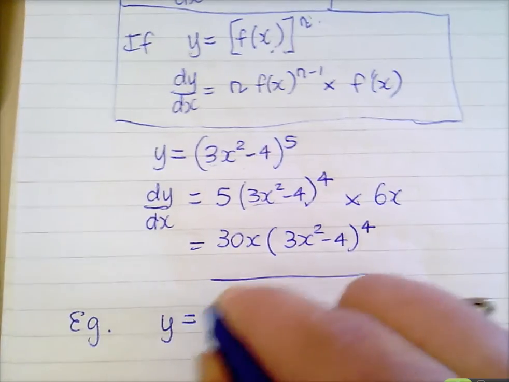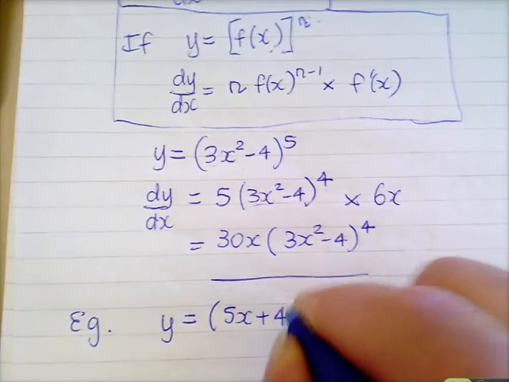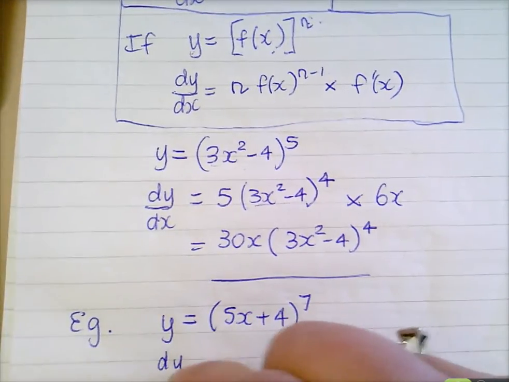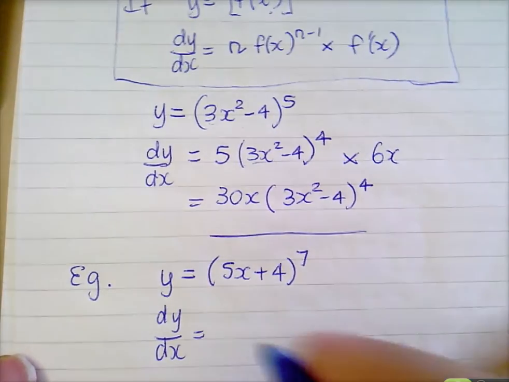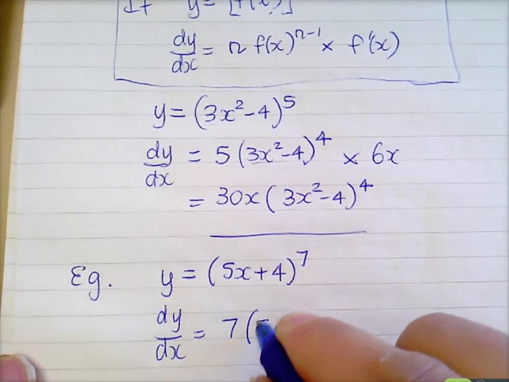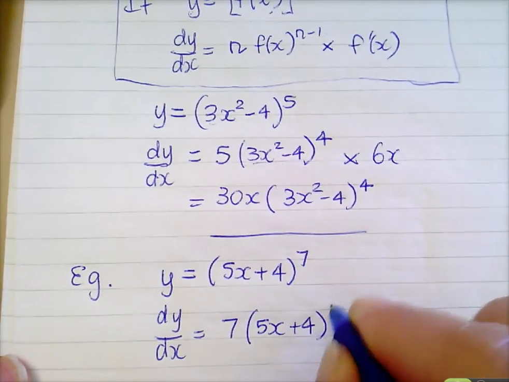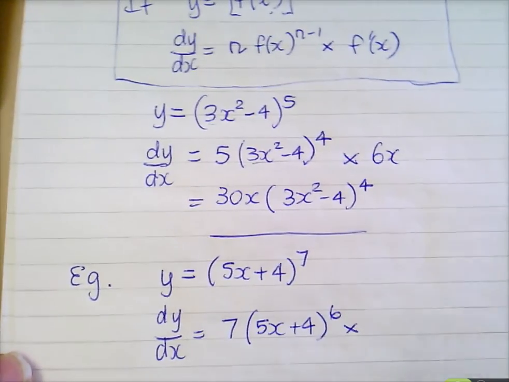So this one, girls, just use that chain rule, common sense method. Something to the power of 7. 7(5x + 4) to the power of 6, drop this down, and then differentiate what's inside.